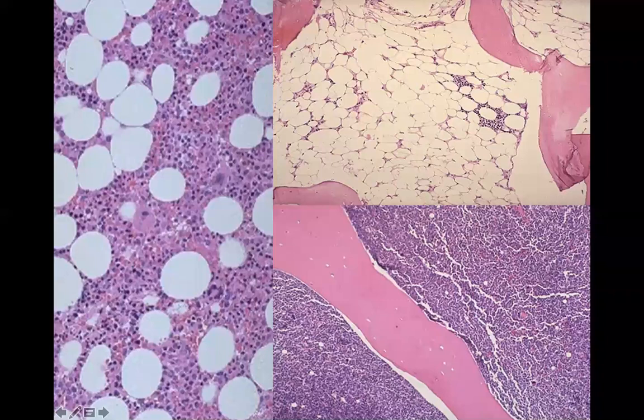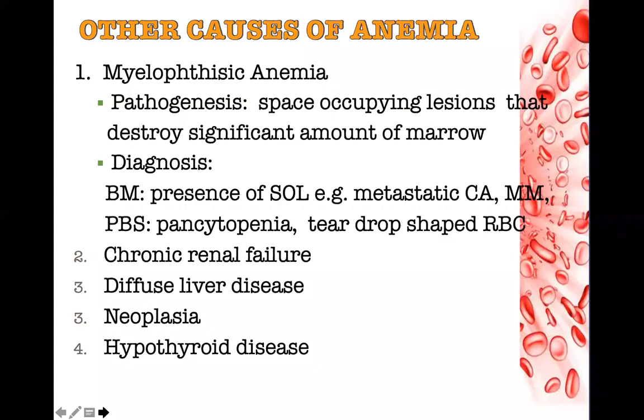Then other causes of anemia, you may have what we call myelophthisic anemia. This is when the bone marrow has been replaced by a space-occupying lesion. Most of the time, this could be a result of metastatic carcinoma, multiple myeloma. So on peripheral blood smear, it may appear to be pancytopenic, and you have teardrop-shaped red cells, what we call the lacrimocytes. You also see this in chronic renal failure, diffuse liver disease, some forms of cancer, as well as in hypothyroidism.